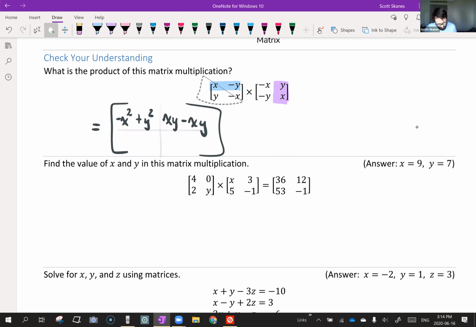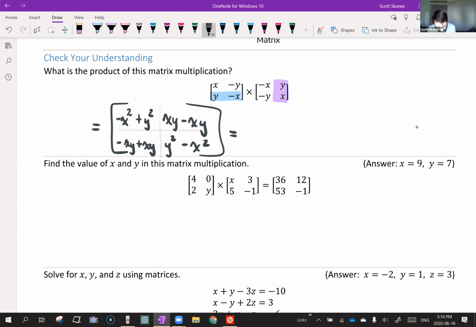It looks like I'm going to be able to simplify that. Let's go one step further. First row times our first column. What do I have? -xy plus xy is what that gives me. These two give a -xy. This times this gives a positive xy, but it's added to it. And finally, second row, second column, y times y is y squared. And then -x times x is -x squared.